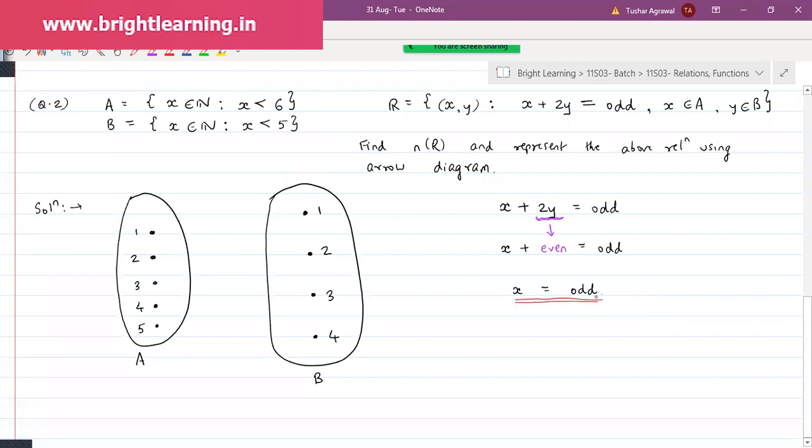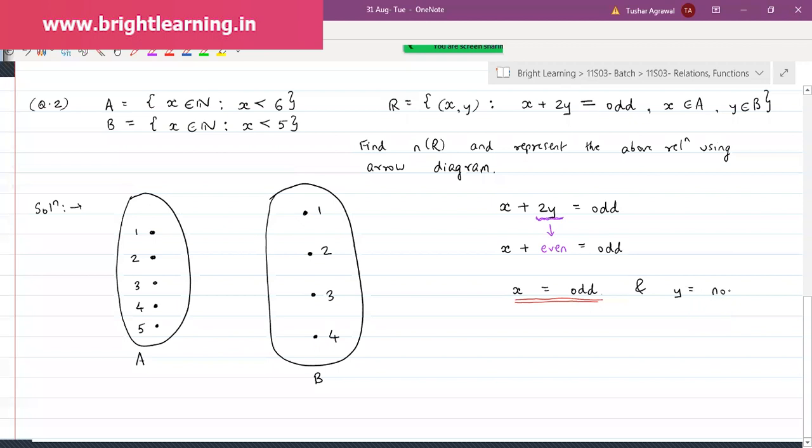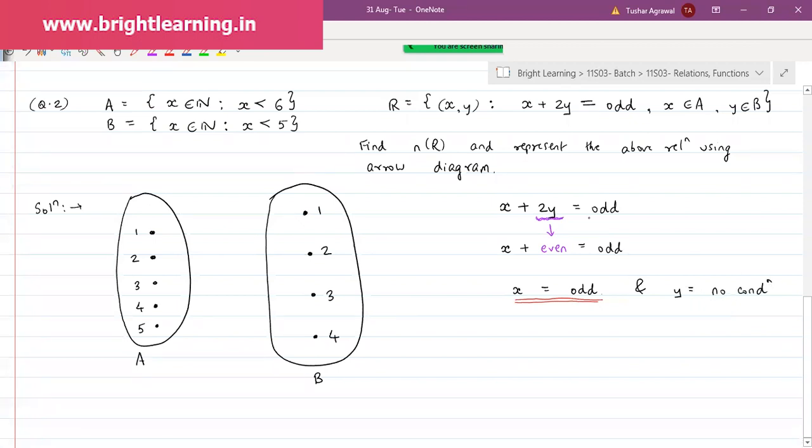Now if x is an odd number, what do we have about y? What was our original argument? You give any value to y, and 2y will be even only. So x should be odd, and any value of y will suffice. X should be odd and y equal to anything, or instead of anything, you can write y equal to no condition. If this much is clear, x should be odd and y has no condition.